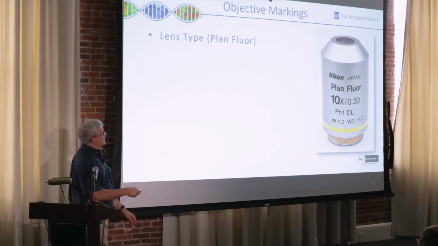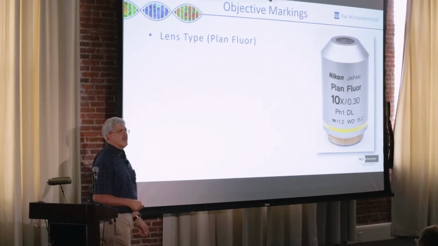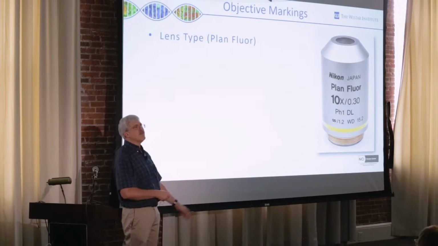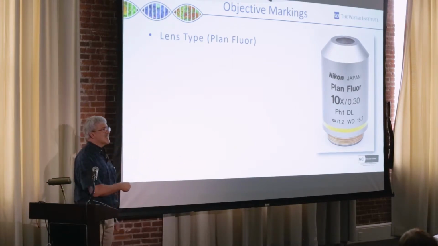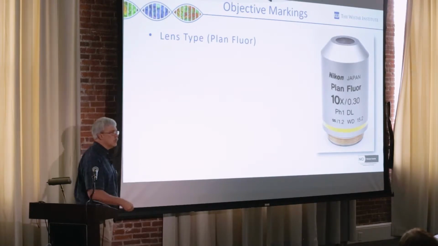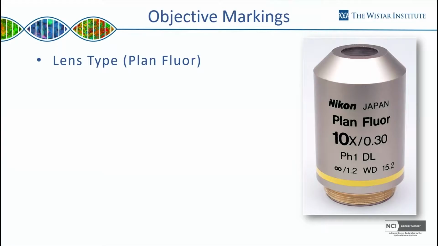On any objective, there's a bunch of things on here, and they all mean something. And I can't tell you everything, but I'll tell you the major things. So first of all, they're going to tell you a lens type. So in this one, it's a plan fluor. Plan meaning flat field. If you're taking pictures, you want a flat field lens. You want a plan lens. Fluor really means it's kind of designed for fluorescence work, so it's got better transmission and things like that.